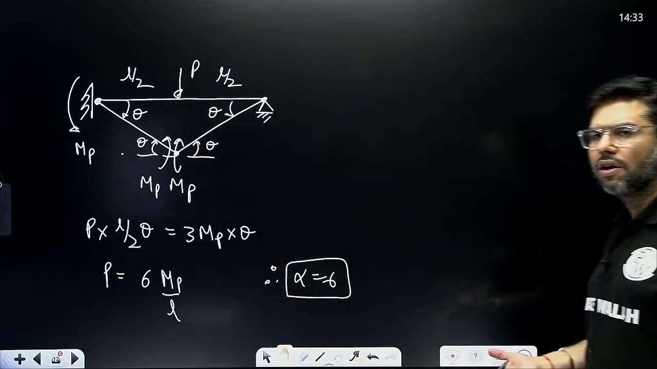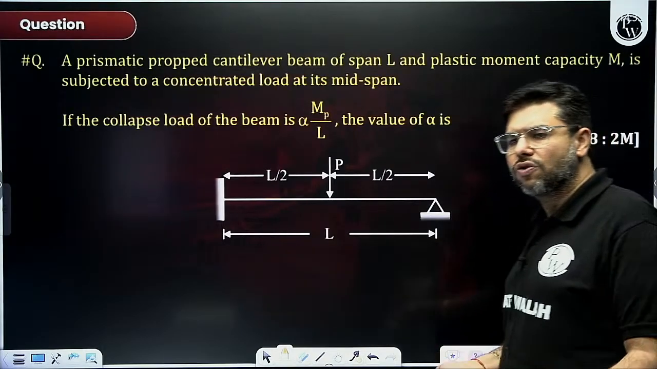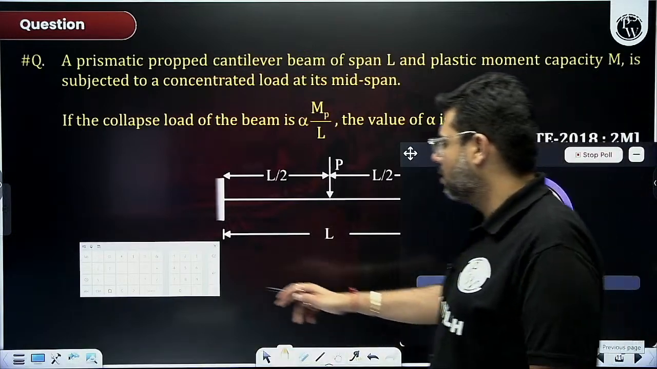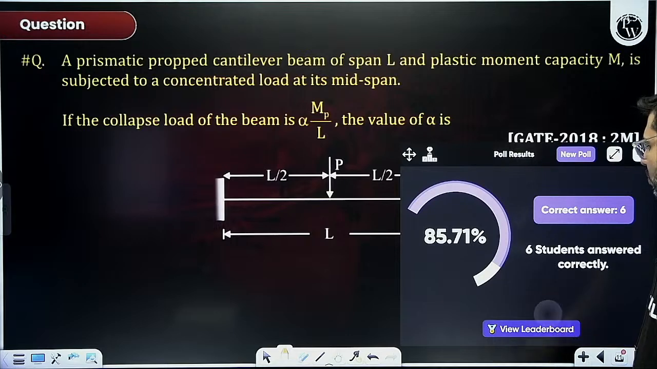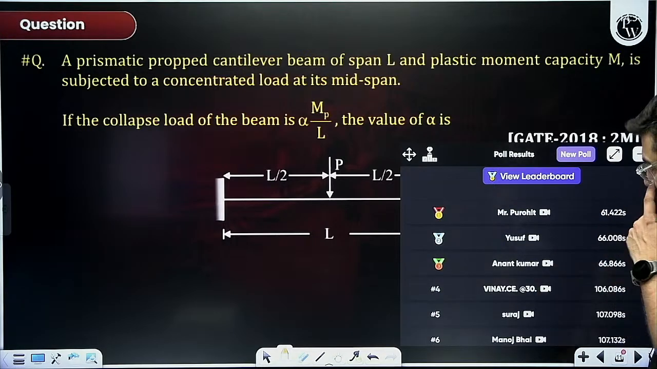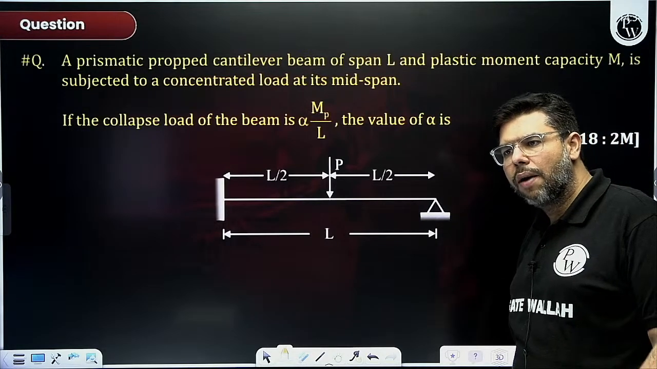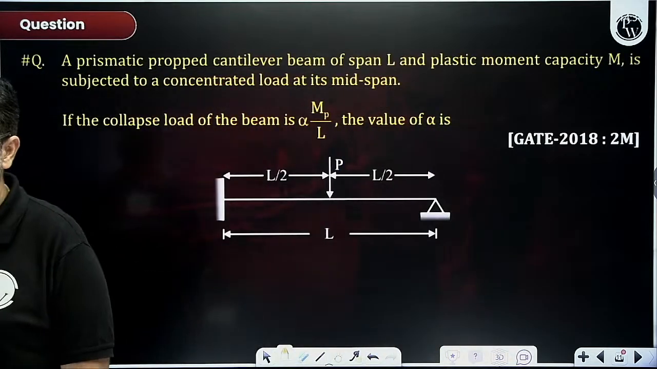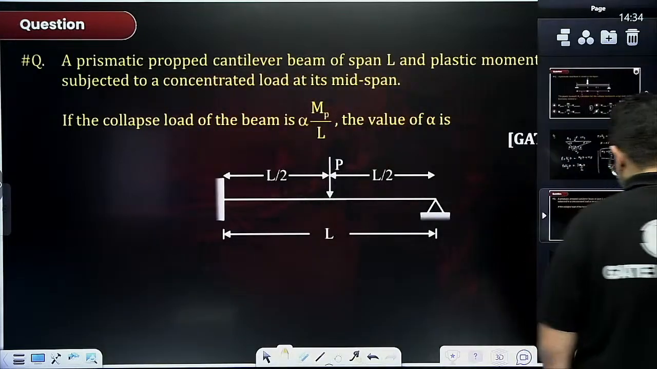You can see these kinds of simple questions anybody can solve, and you are all giving me the correct answers. Very good. 6 was the correct answer. So I can see 85% of you have given me the correct answer. Mr. Purohit, Yusuf, Anand and so on. Got my point? Like this you can solve this. MP is 6. Ravi, MP is 6, not 8. What mistake have you done there? This kind of simple questions are asked from this part.